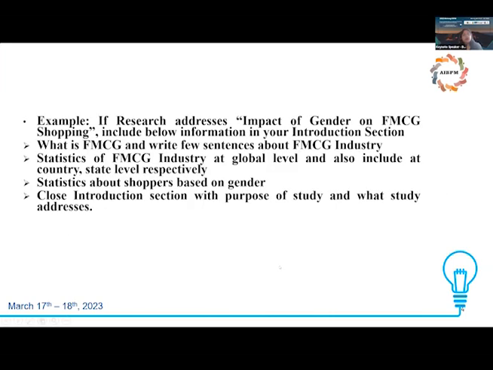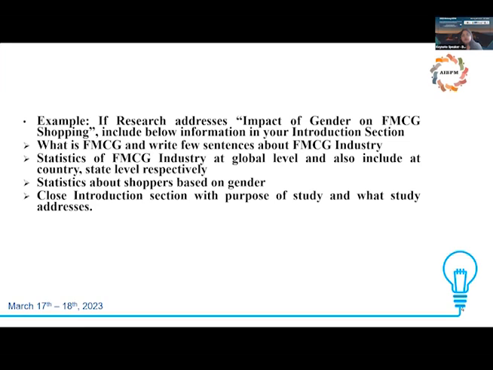Next, we talk about an example. Let's say you are talking about the introduction. If your research addresses the impact of gender on FMCG shopping, you need to include information in your introduction section. First, you need to talk about what FMCG is, because you need to assume that you are in one paper telling readers from start to end, so that they can connect what is happening and what can happen. So you need to tell them what exactly FMCG is, and from where the terminology is being introduced.